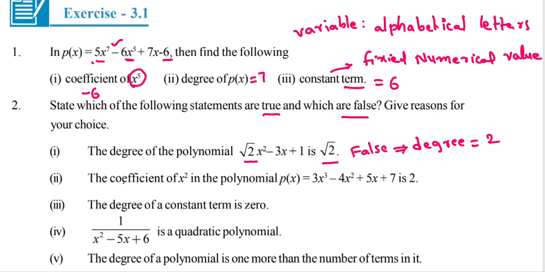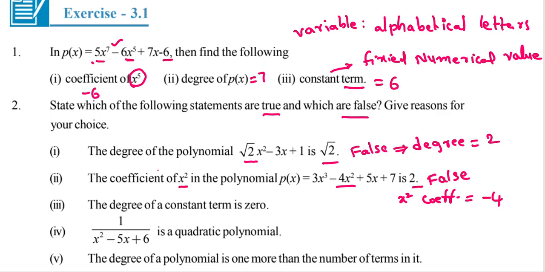Now look at the next one: coefficient of x square in the polynomial p of x. The polynomial is given. He is asking for the x square coefficient. What is it here? That is minus 4. He has given 2, so it is also false. The x square coefficient is the number that multiplies x square. Minus 4 multiplies it, but here the given value is 2, so this is false. The x square coefficient is minus 4.